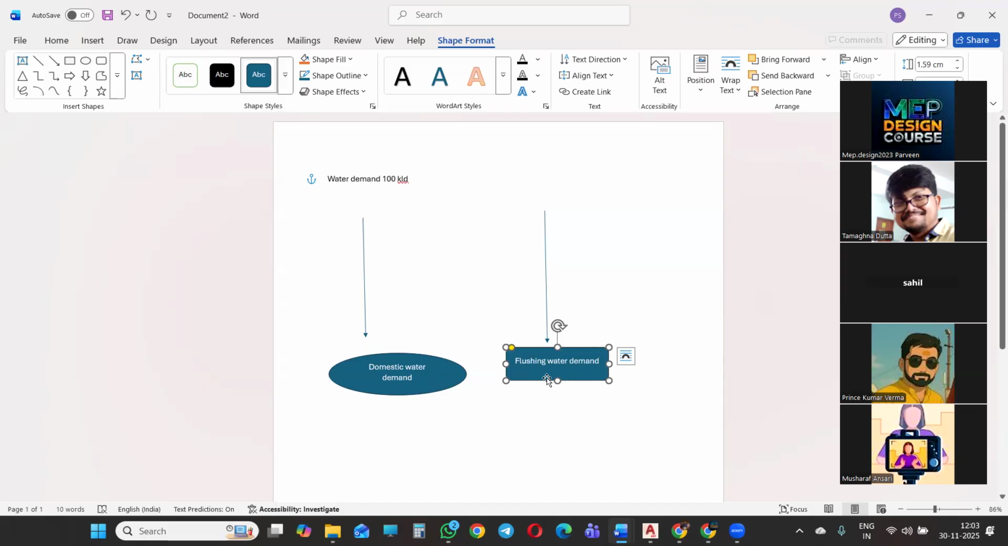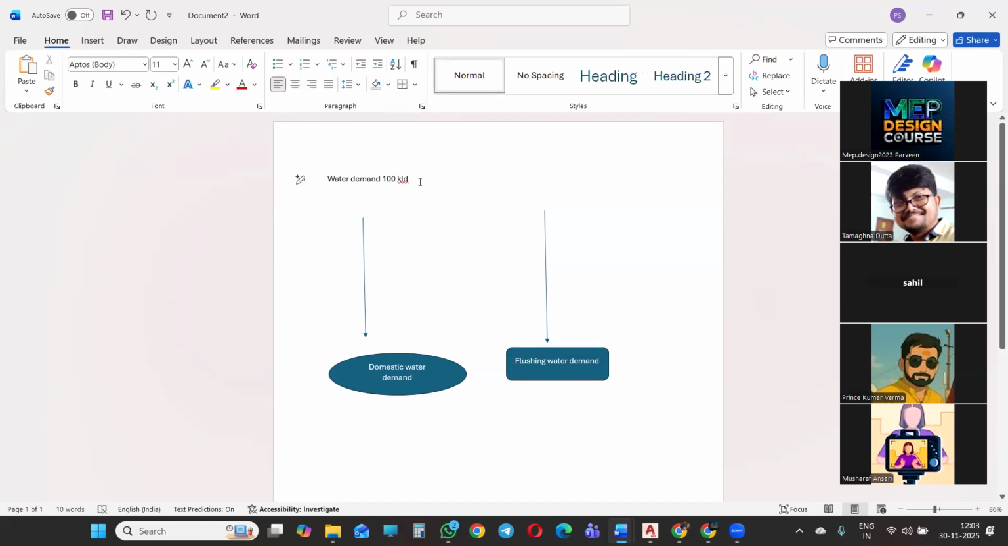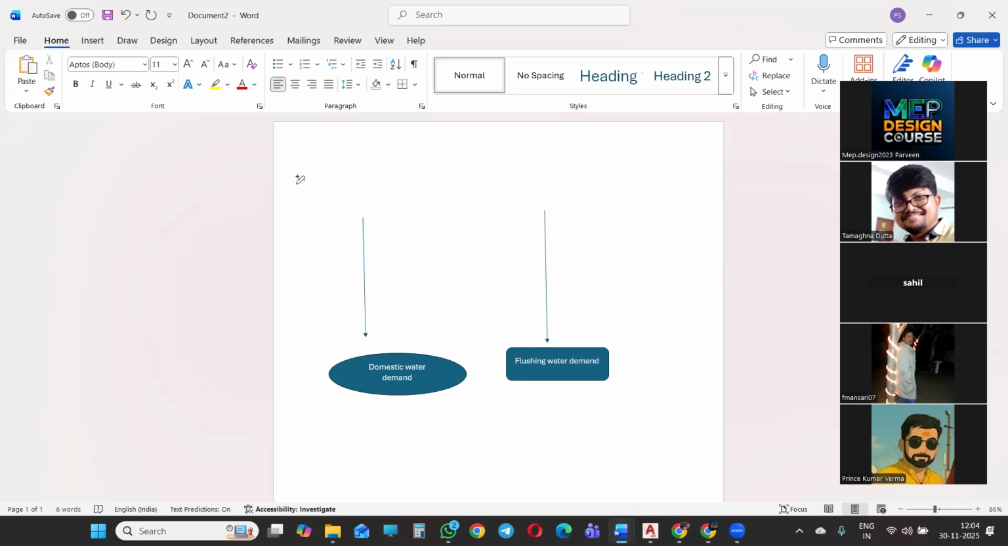Whatever water demand calculation you are designing, the STP, ETP or WTP capacity depends upon the water consumption. Suppose the domestic water is 100 KLD, that means the STP share will be 80 KLD. And suppose flushing is 90 KLD, I take 100%, so 80 plus 90, 170 KLD will be the STP capacity. Does anyone have any question?